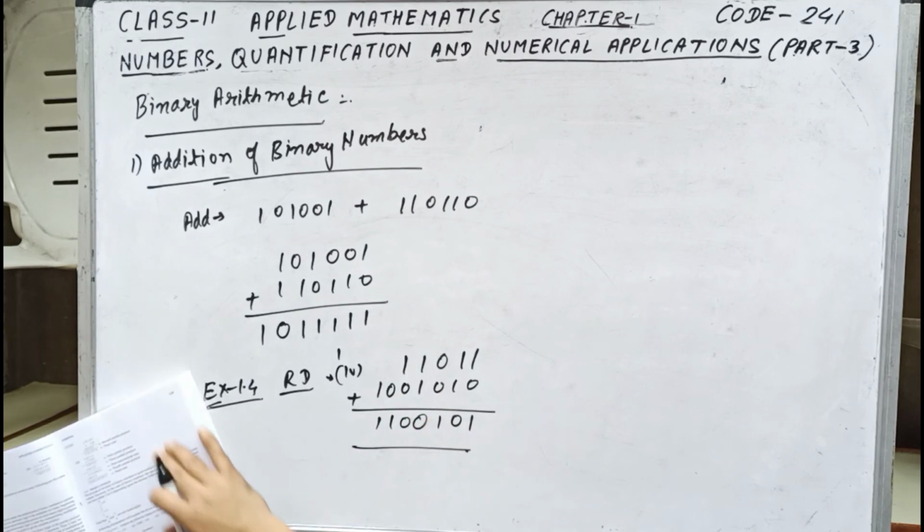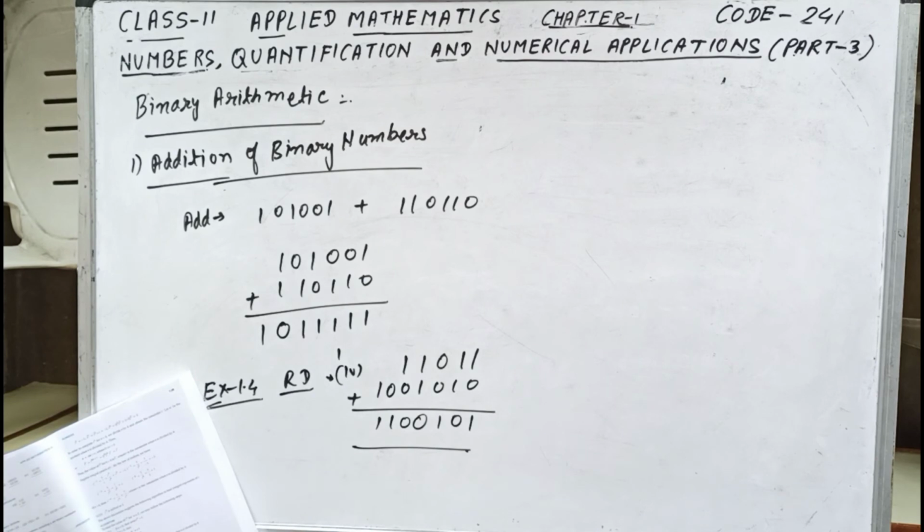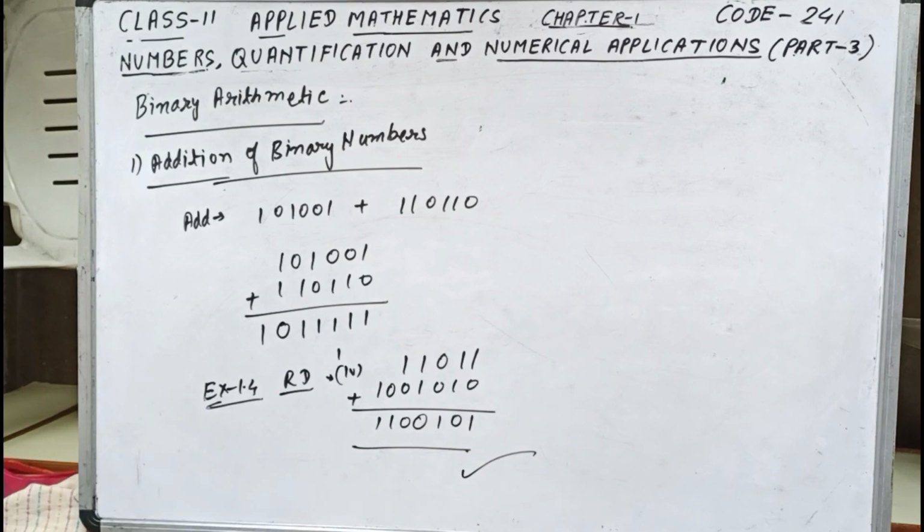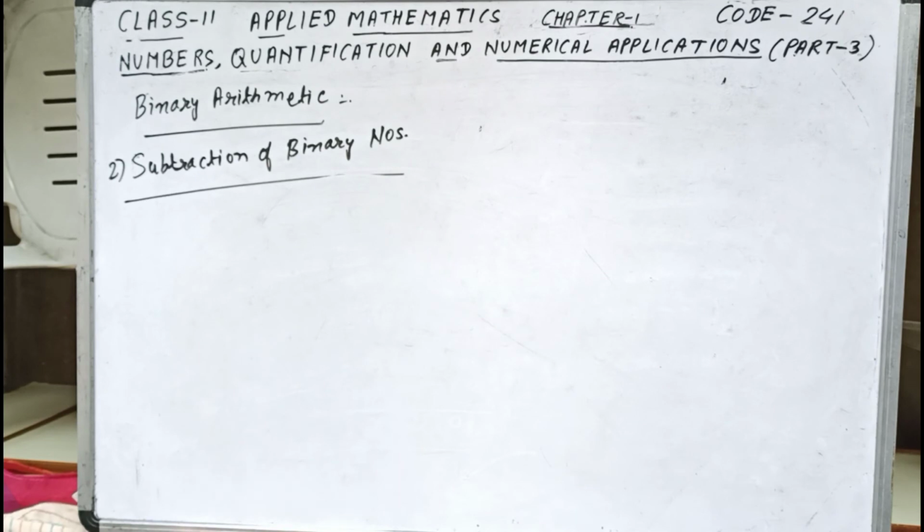Let us check also once. 1 number 4, 1100101. So this one is correct. So addition of binary numbers, I think children you understand. Let us go to subtraction of binary numbers. Now let us move to subtraction of binary numbers.